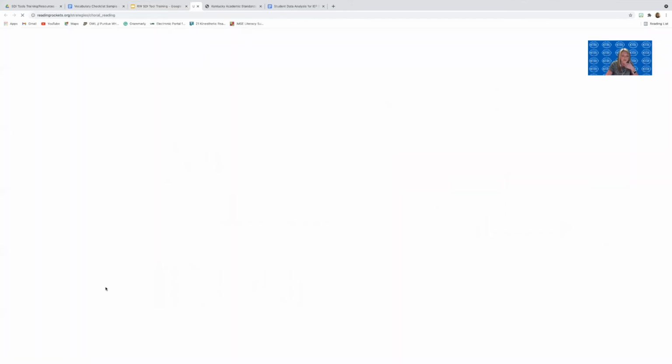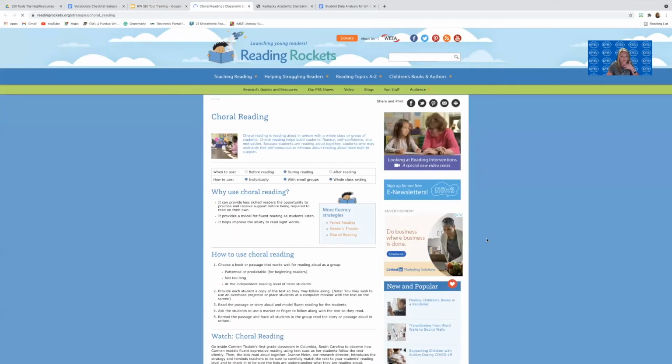So let's just look at this choral reading. Again, Reading Rockets. You'll see a lot of the Reading Rockets links in these because they are just phenomenal. It tells what it is. It tells you when you can use it. So this one, you use choral reading during reading. How to use it: you can use it individually, with a small group, or with a whole class. So this is something you can use with any group arrangement.